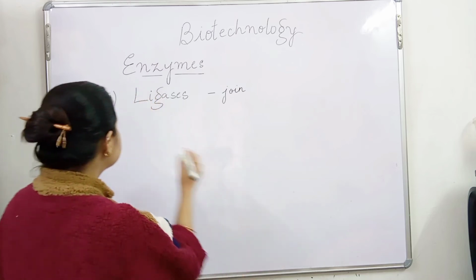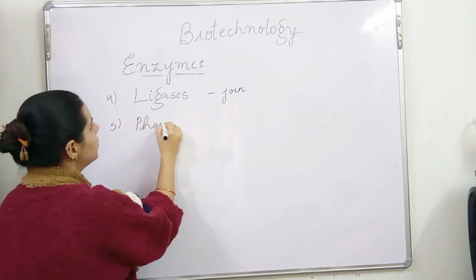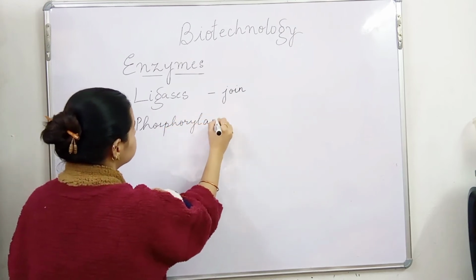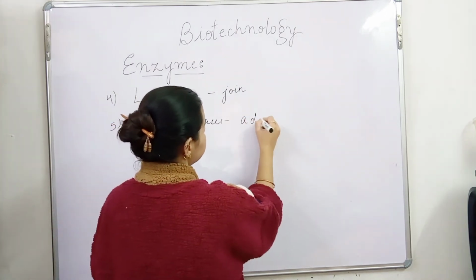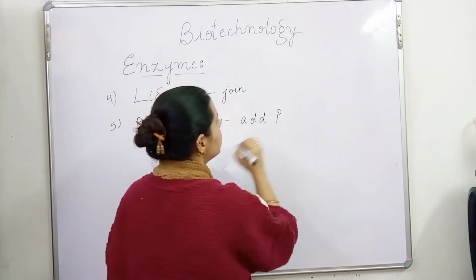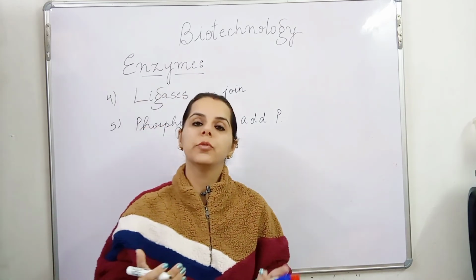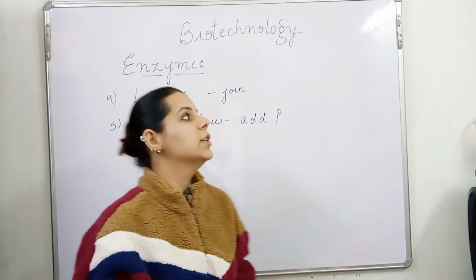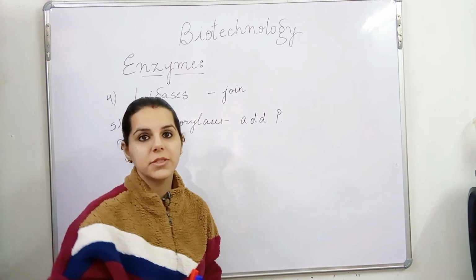Next category of enzymes are phosphorylases. These enzymes add phosphate groups so as to help the formation of the phosphodiester bonds. Alright, so these are basically the 5 types of enzymes that are used.